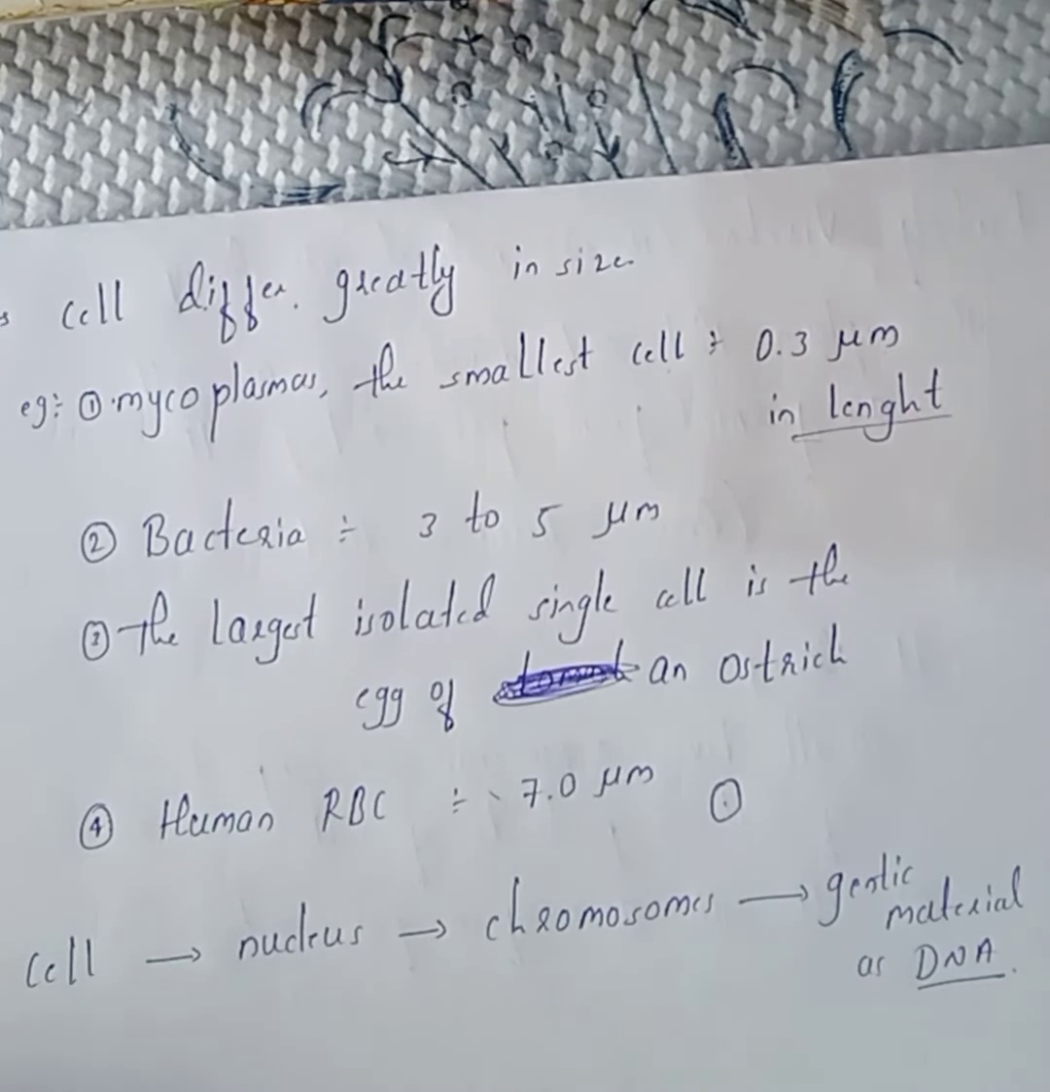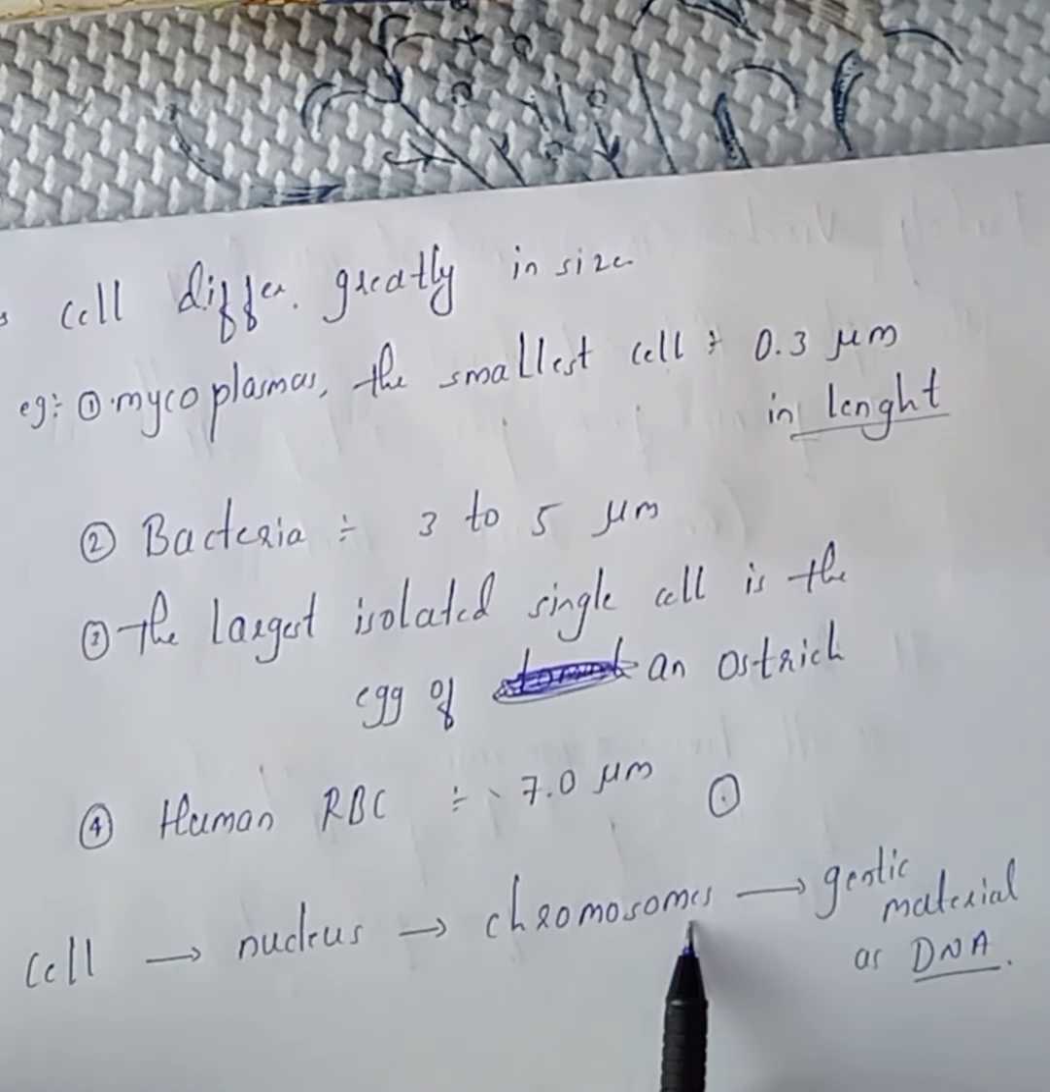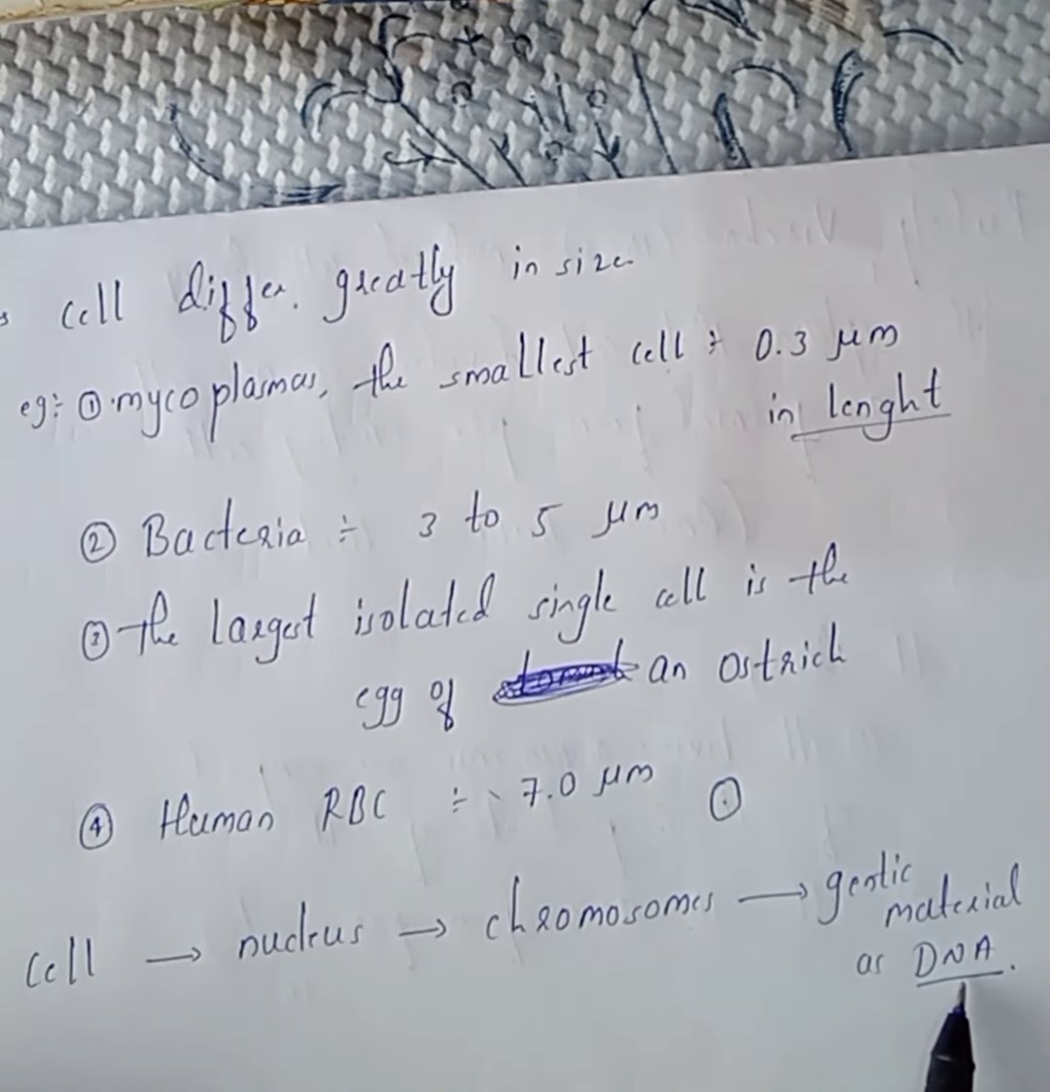If we take any cell, whether prokaryotic or eukaryotic, of animals or plants, the nucleus is present inside the cell. The nucleus is a dense membrane-bound structure. Inside the nucleus, chromosomes are present, and within them the genetic material DNA is present. So DNA is in the chromosomes, chromosomes are in the nucleus, and the nucleus is in the cell.